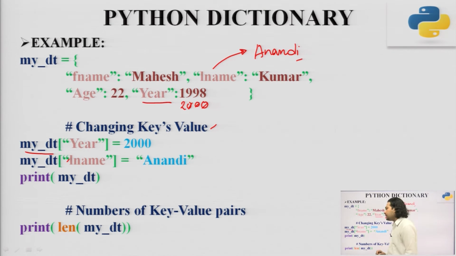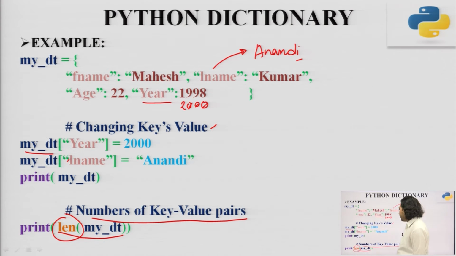The second point here is about the number of key value pairs. You have seen this function in the previous slides, the len function, which is regarded as a length function. So, here we are going for the length of the dictionary data type, which represents the number of key value pairs. That means, here the pairs are 1, 2, 3, 4. So, the answer for this one is 4.